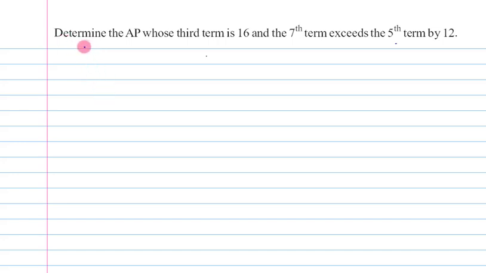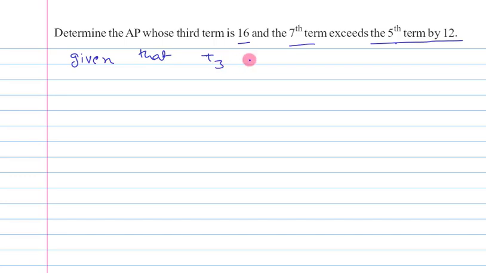Let us observe the question. Determine the AP whose third term is 16 and seventh term exceeds fifth term by 12. Here we need to find an AP whose third term is 16. That means, let us write what is given.